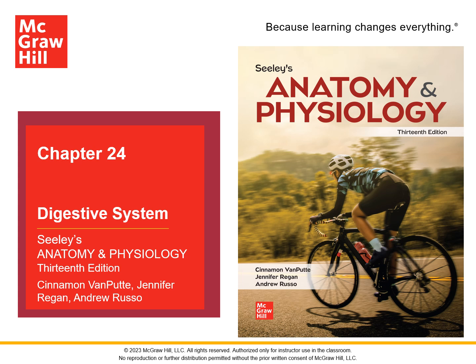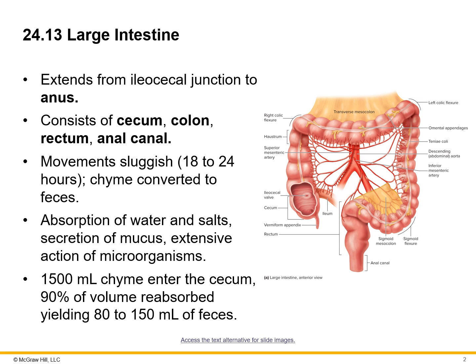Now I'm going to wrap up chapter 24 on our digestive system. All right, now moving into our small intestine. So we talked about the pancreas and the liver, stomach, small intestine. Now moving into our large intestine. This goes from that ileocecal junction that comes in from the small intestine all the way through the anus. We have three parts: the cecum, the colon, the rectum, and then it ends in that anal canal.